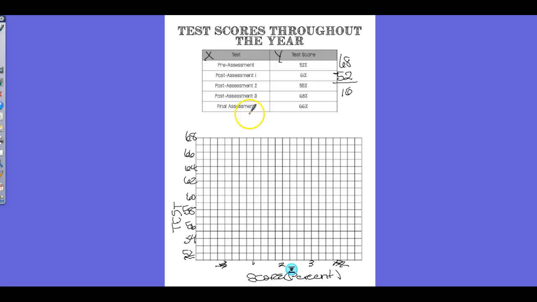All right, now all we have to do is plot our points. So on the pre-assessment, they scored a 52. First assessment, they got a 61. Post-assessment 2, they got a 55. 3, they got a 68. And on the final assessment, they got a 66.